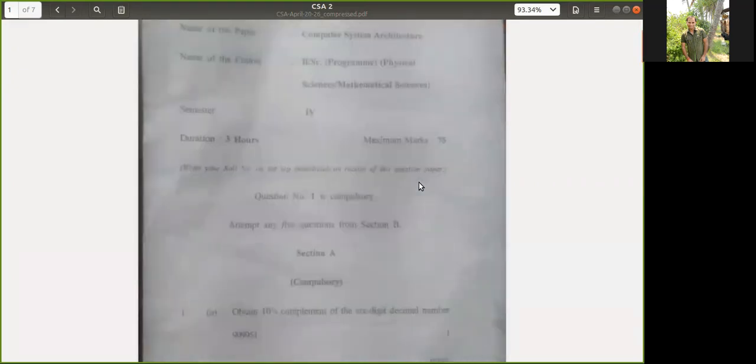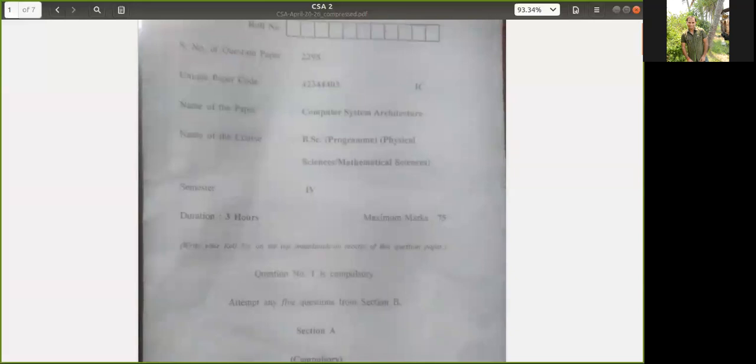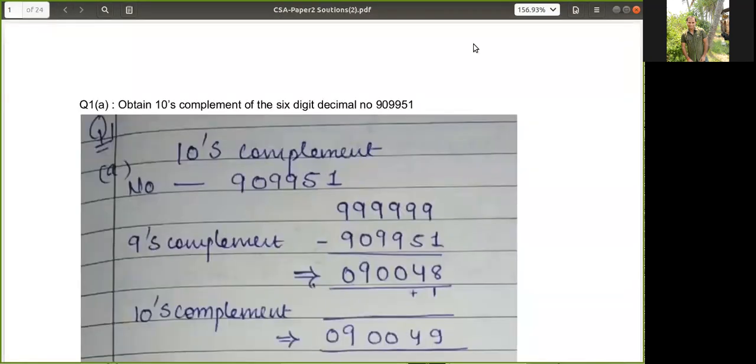In that, question number one is compulsory, and in part B, we have to do five questions out of seven questions. So let's start, friends. Here I have the questions, and I have already written down the solutions. So let's see the question number first.